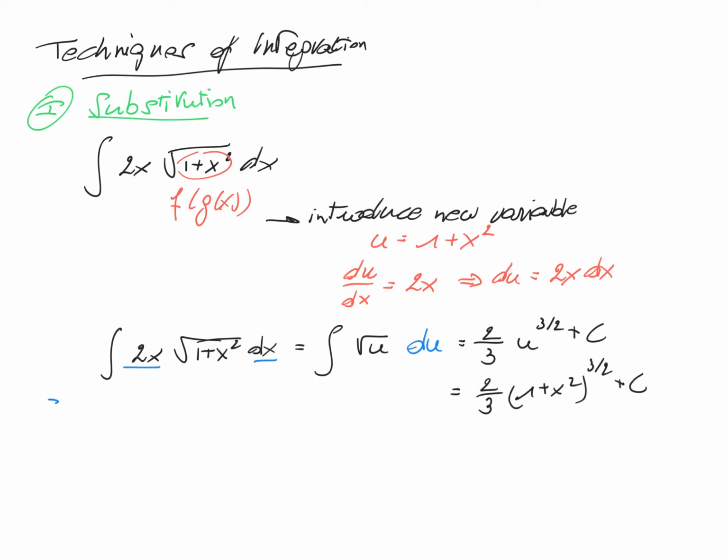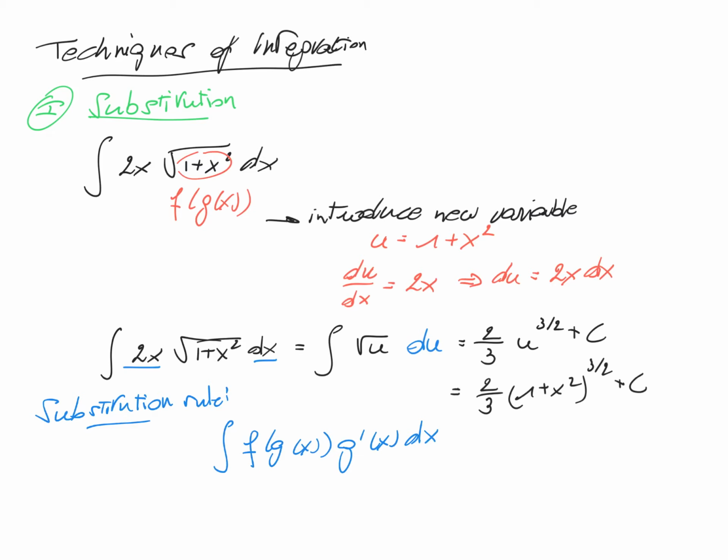So if we want to write substitution in general, what we have is an integral where we have a function f of g of x times g prime of x dx. So we must have something of the form f of g of x and then also the derivative of g of x.